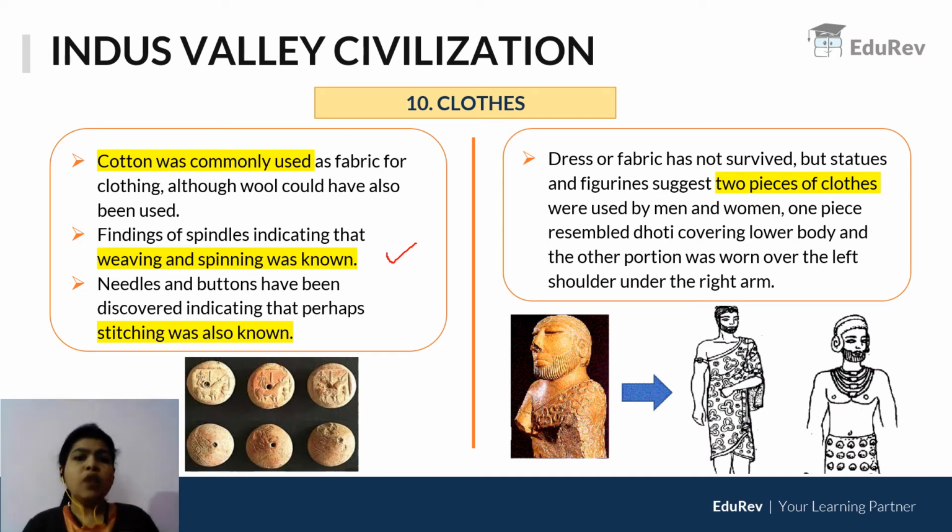So when you find the spindles, you tend to understand that they made the fabric on their own. Like, you have the cotton crop, so you have to make the fabric out of it, for which you need to know the process of weaving and spinning. And from the fabric that is made, you have to make your own clothes, right? So for that, you need needles and buttons. So stitching was known, as well as weaving and spinning. So try to remember that.